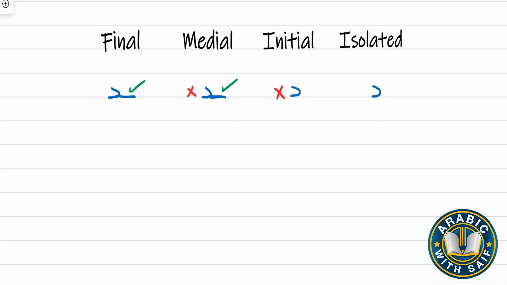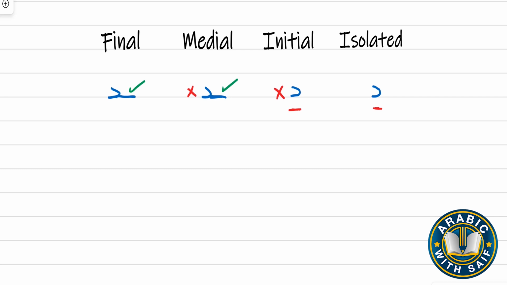This is the isolated form of Dal as we studied in level 1. This is how the letter looks if it's by itself in the word. When you write Dal in the beginning of a word, it stays as its isolated shape, not allowed to connect to any letter after it.